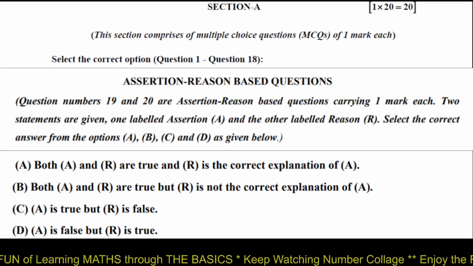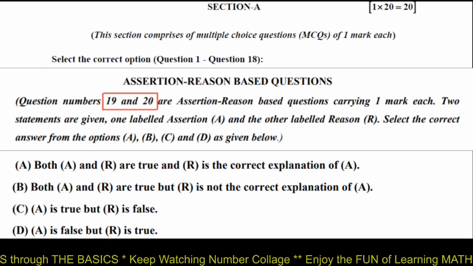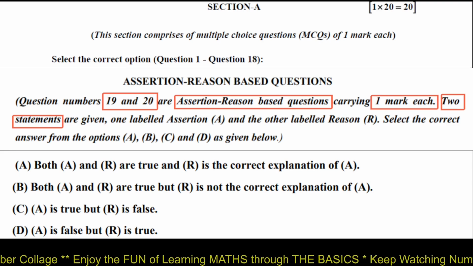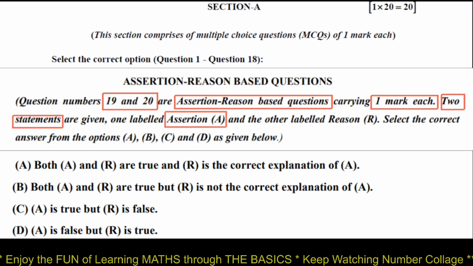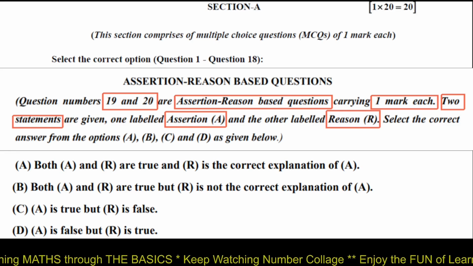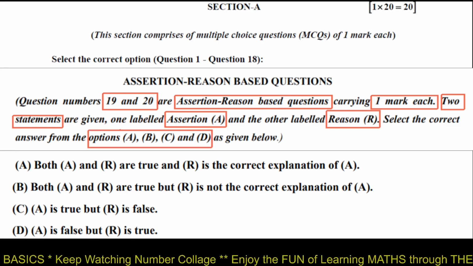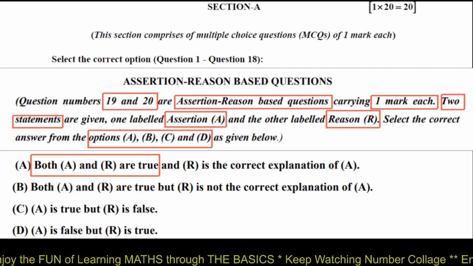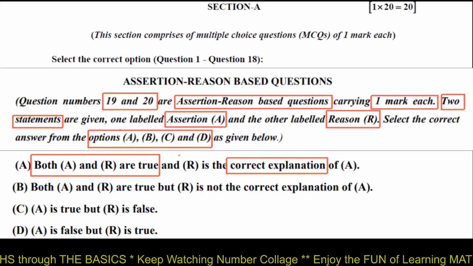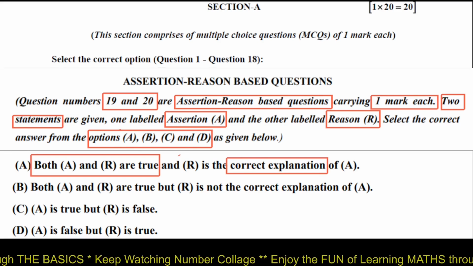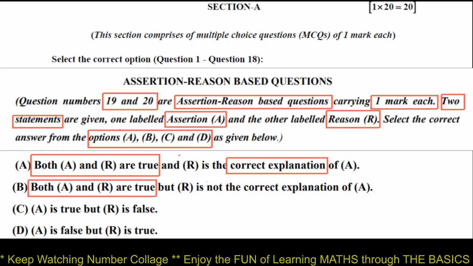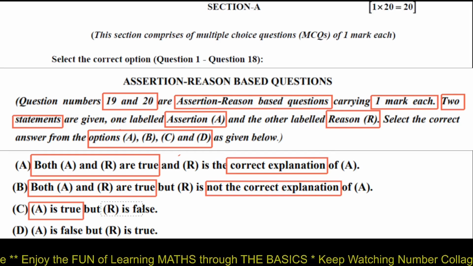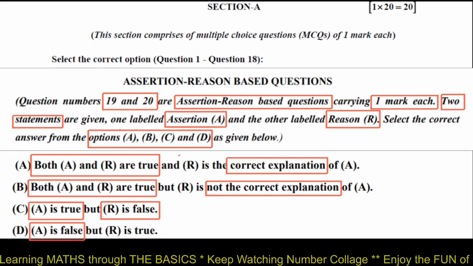Questions 19 and 20 are assertion-reason based questions carrying 1 mark each. In these, 2 statements are given. One is labeled as assertion A and the other as reason R. We have to select answers from the options A, B, C and D as given below. Option A: both A and R are true and R is the correct explanation of A. Option B: both A and R are true but R is not the correct explanation of A. Option C: A is true but R is false, and option D: A is false but R is true.